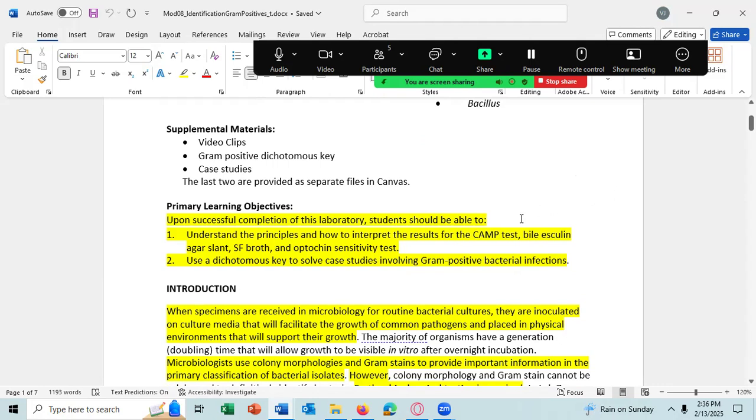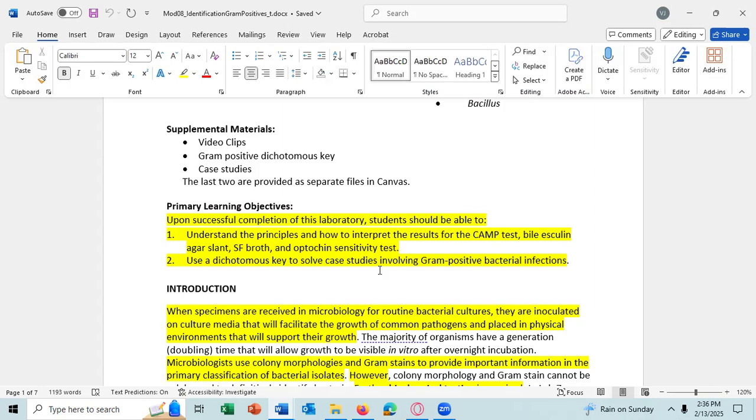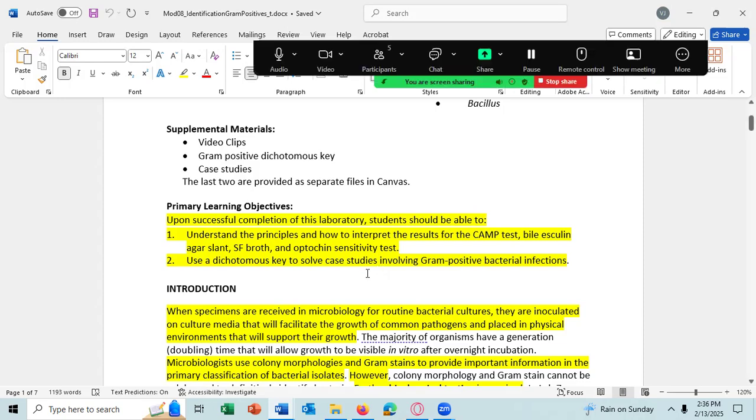The objectives for this lab are: one, be able to understand the principles and how to interpret the results for the CAMP test, the bile esculin agar slant test, the SF broth test, and the optochin sensitivity test. And two, be able to use a dichotomous key to solve case studies involving gram-positive bacterial infections. Any question about those objectives?